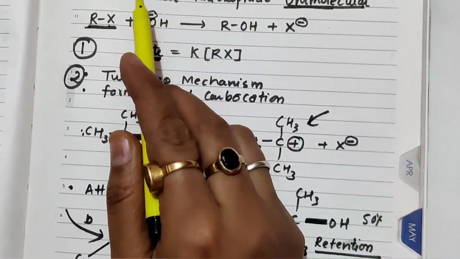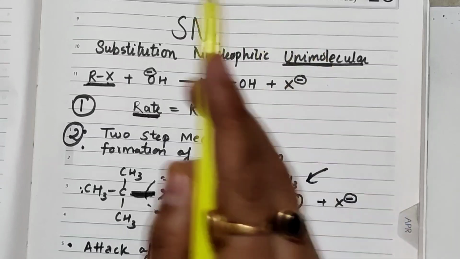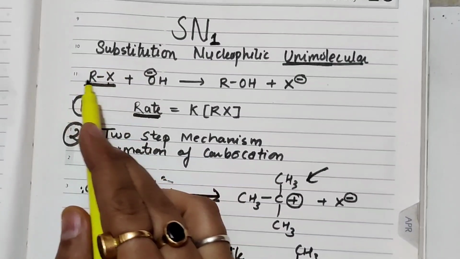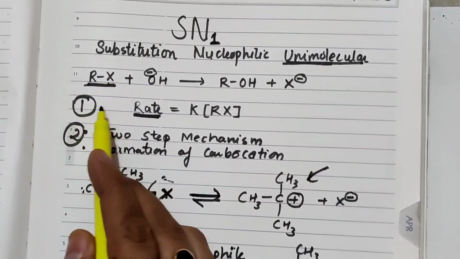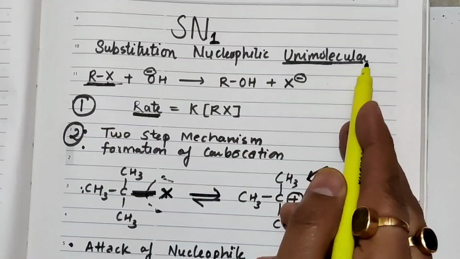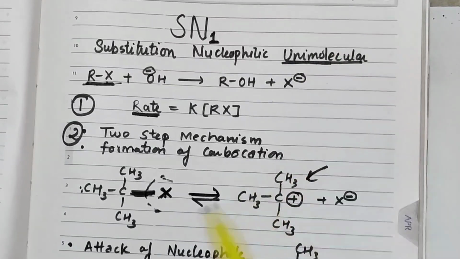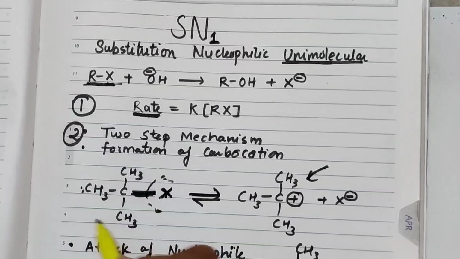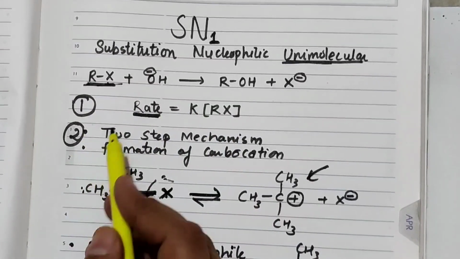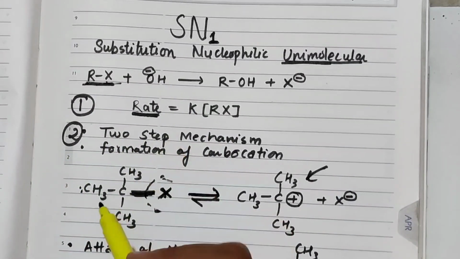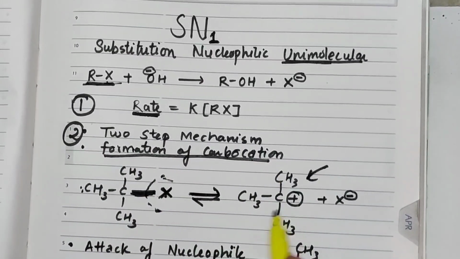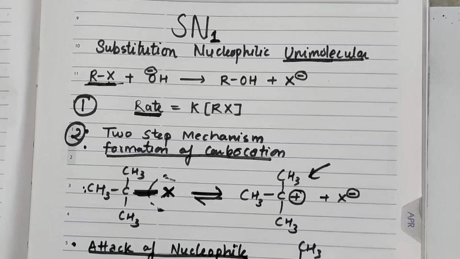So first is the substitution nucleophilic unimolecular, which is also known as an SN1 reaction. So in this substitution, the rate depends upon only one molecule. That is why it is known as unimolecular. So now it is only depending upon this alkyl halide. So it is unimolecular. It involves two steps. What are these two steps? One is the formation of carbocation, and second is the attack of nucleophile.